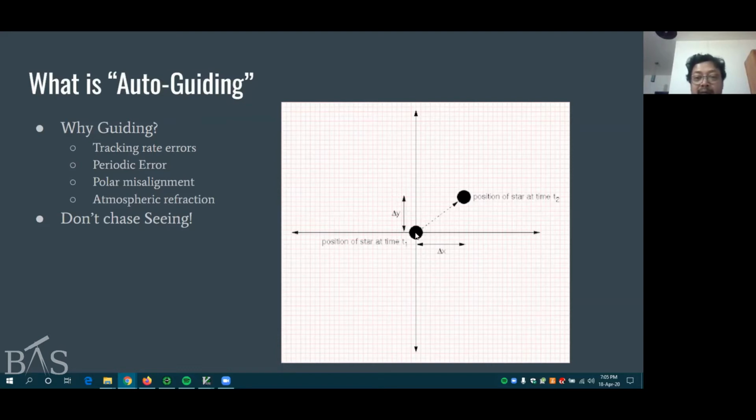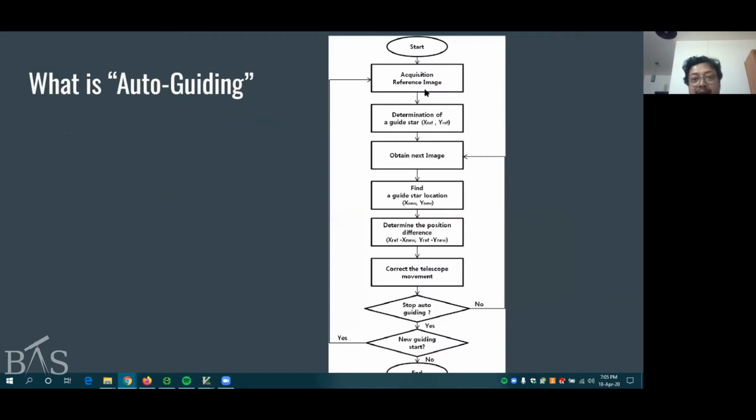So typically, guiding establishes a closed loop feedback system in which we watch a star periodically, and when the star moves after some time, we issue a guiding correction. Basically, the algorithm goes like this: you acquire a reference image, determine its position, remember it, then you get another image, find out the difference between the positions, and then you ask the telescope or the mount to make the corrective movement. That's how you bring the star back to where it's supposed to be.